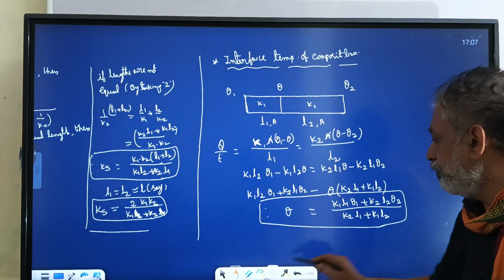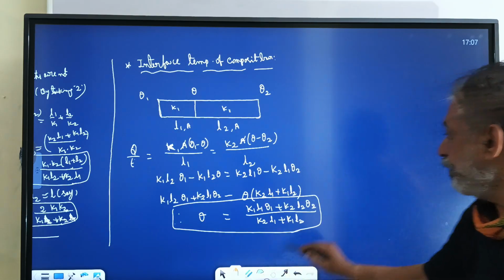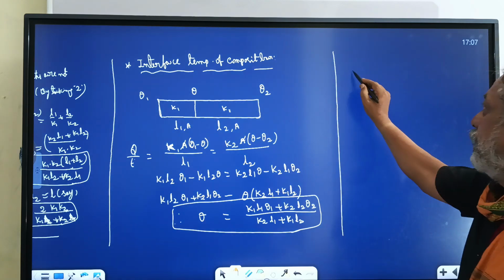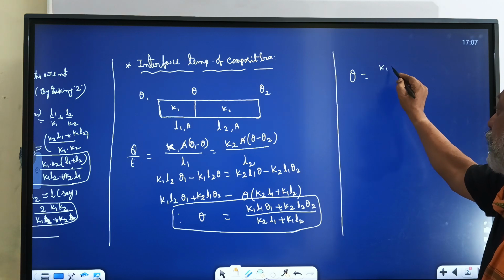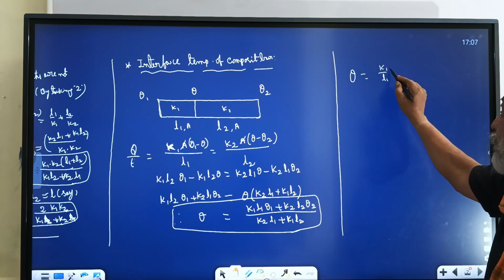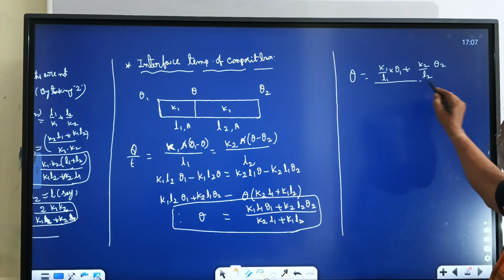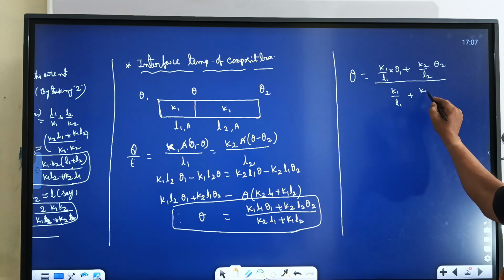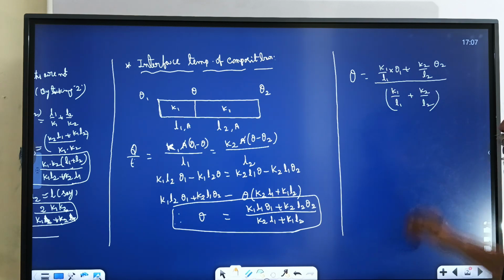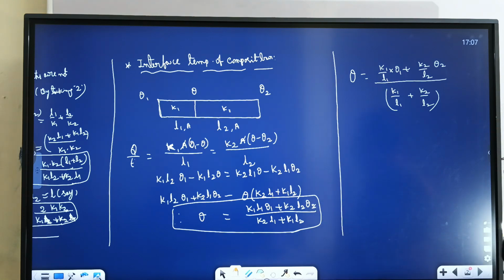Look here, the same formula can be modified. Now theta is equal to K1 by L1 into theta 1 plus K2 by L2 into theta 2, divided by K1 by L1 plus K2 by L2. What you do is multiply and divide with L1 by L2, numerator and denominator, so you get that.